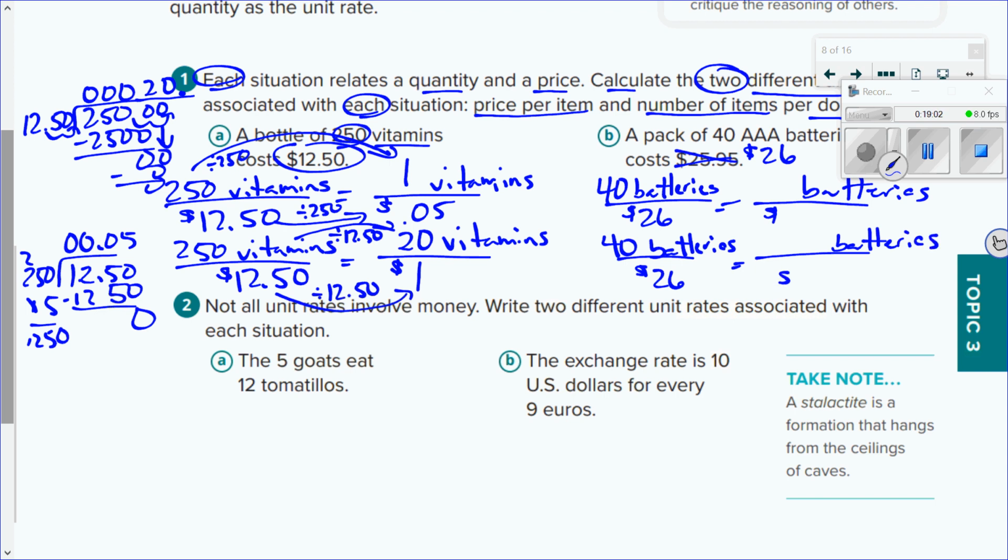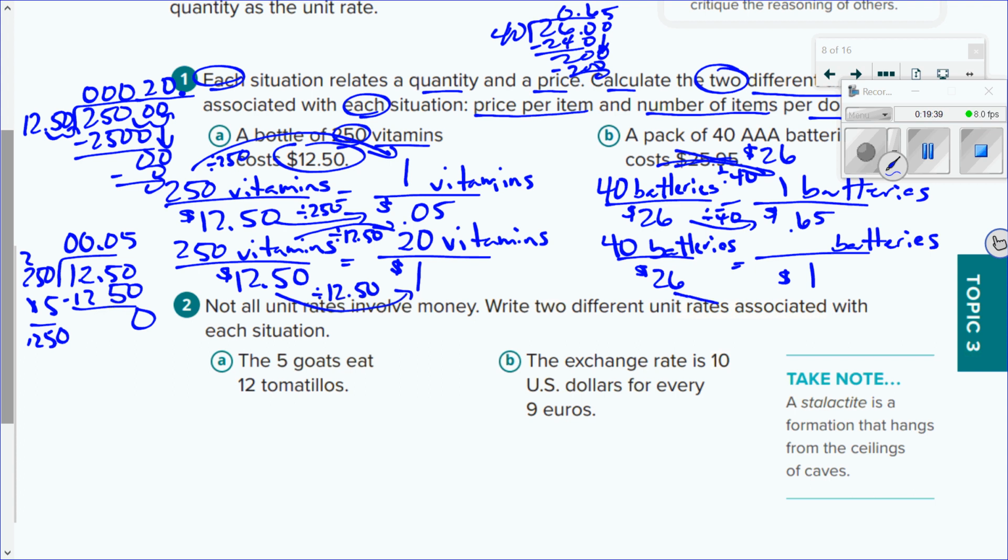When I include my units, it should make this easier. So I want to know what it is for 1 battery, and I want to know what it is for $1. How do I go 40 down to 1? Divide by 40. So what am I doing to 26? Dividing by 40. So literally, I'm doing 26 divided by 40. We'll go into 26. Add a decimal, goes into 260 about 6 times. Subtract 240 gives me 20. Not at 0 yet, so I'll add another 0. That's going to go 5 times. Subtract 200. So that's going to cost me about 65 cents.